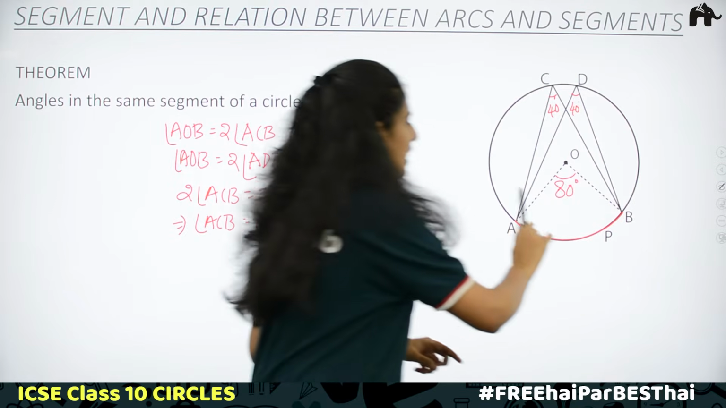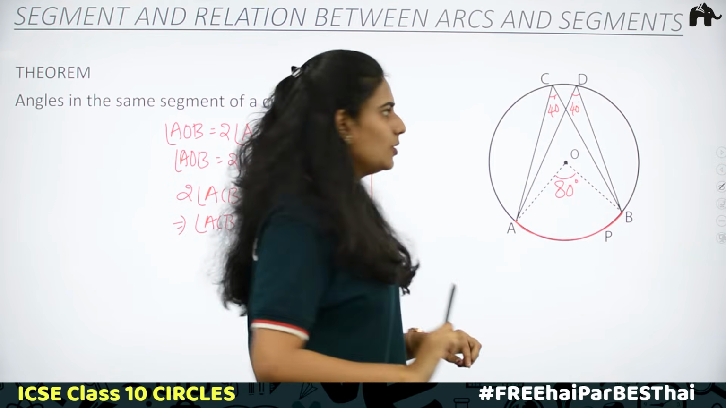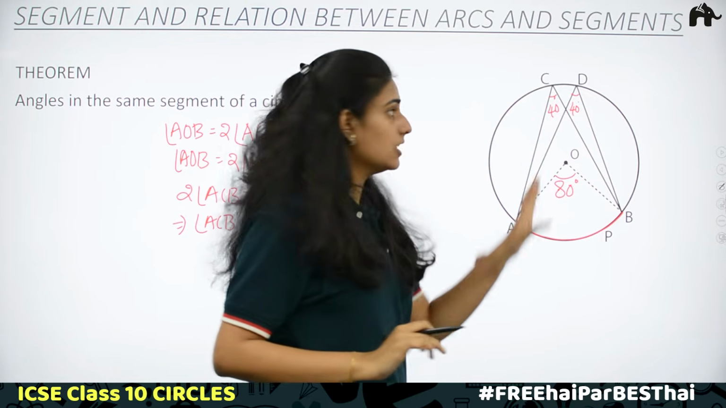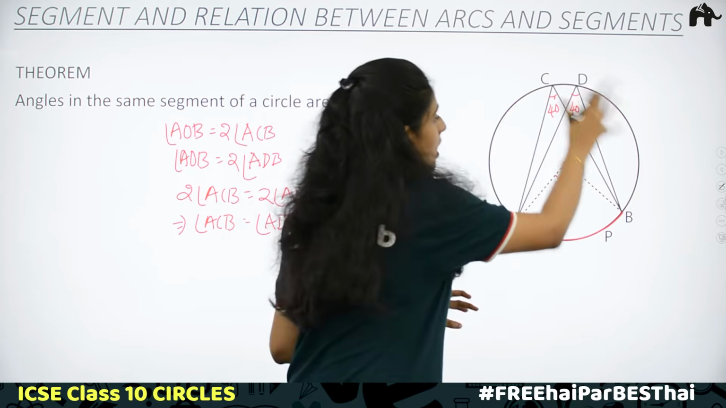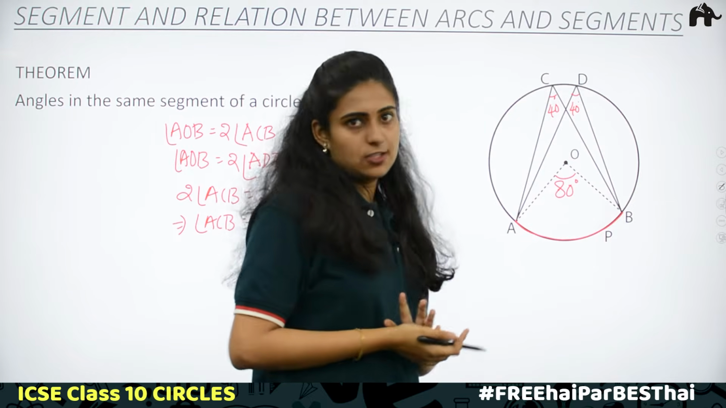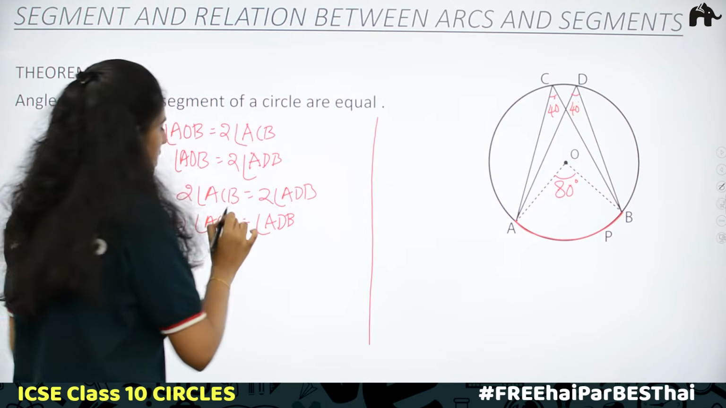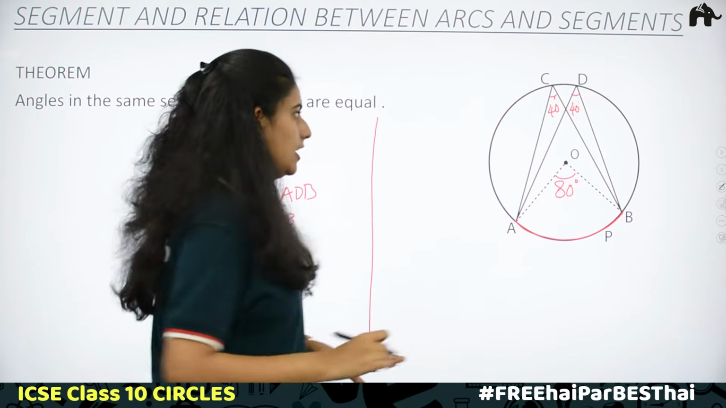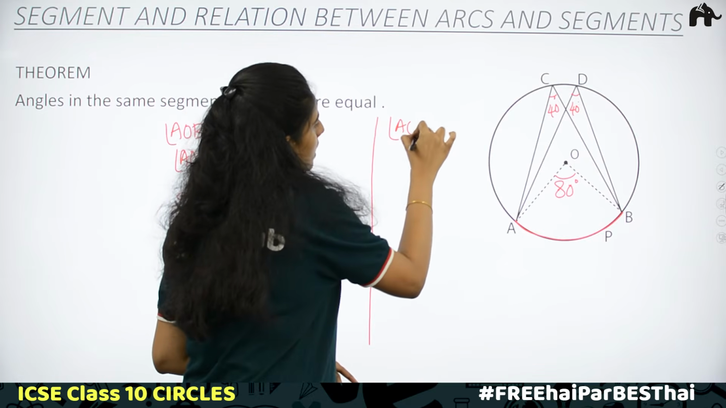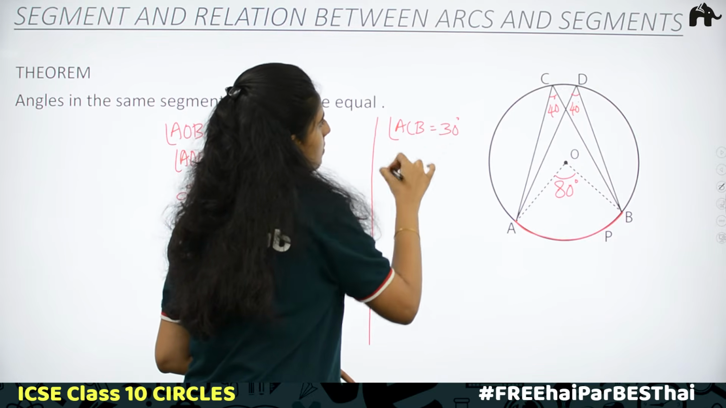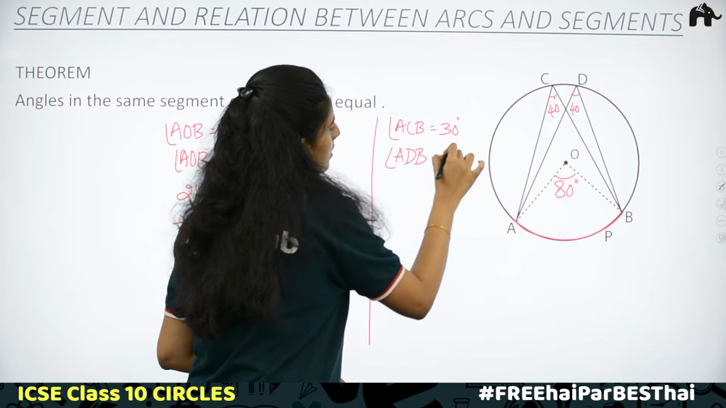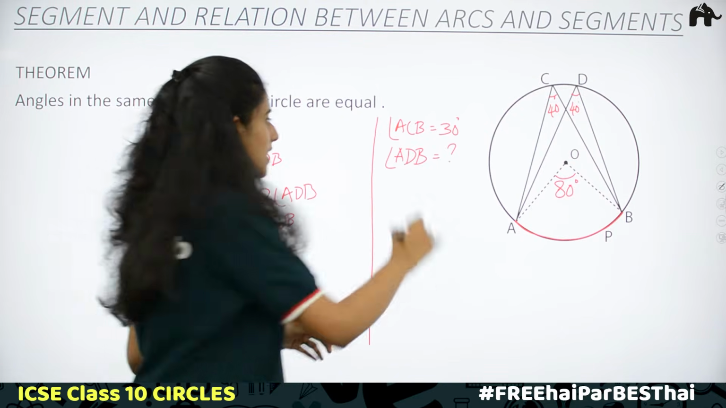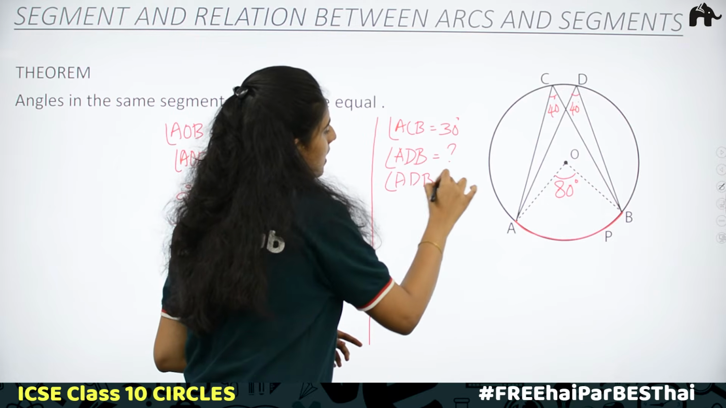So, do we really need the central angle? No, right? If we have the measure of any angle that is subtended on the circumference of the circle, we can find all other angles that are subtended on the circumference of the circle. If ACB is equal to 40 degrees, then ADB is also equal to 40 degrees. If I give you ACB equal to 30 degrees, what is the measure of ADB then? ADB will also be equal to 30 degrees.